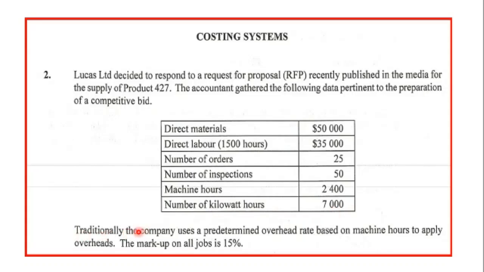Traditionally, so this is telling us about the job costing here. The company uses a predetermined overhead rate based on machine hours. So that will be based on this 2,400 hours here to apply overheads. The markup on all jobs is 15%.